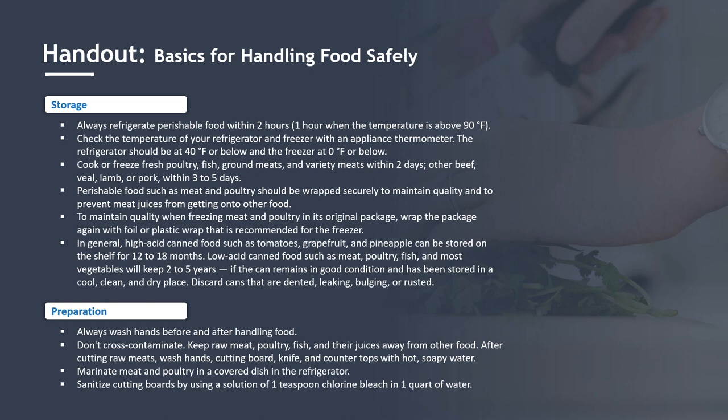Preparation. Always wash hands before and after handling food. Do not cross-contaminate. Keep raw meat, poultry, fish, and their juices away from other food. After cutting raw meats, wash your hands, the cutting board, the knife, and countertops with hot soapy water. Marinate meat and poultry in a covered dish in the refrigerator. Sanitize cutting boards by using a solution of 1 teaspoon chlorine bleach in 1 quart of water.